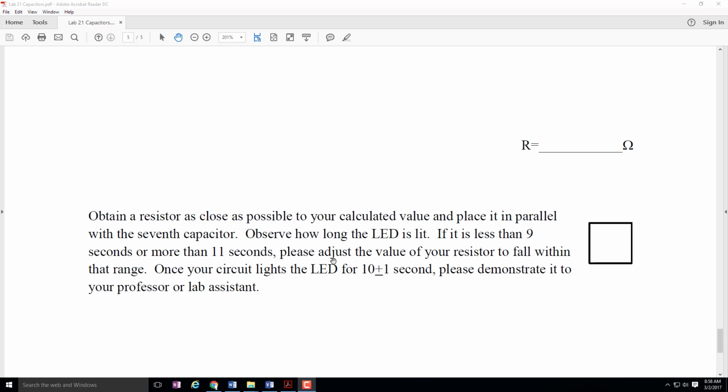Plug that value of resistance in and see if you get 10 seconds. You should get pretty close. I think that when I did it, I got about 10.7, 10.8 seconds. If you find that you're lower than 9 seconds or more than 11 seconds, adjust the value of the resistance. It probably just means that the capacitance is a little bit higher or lower than what we had expected. So that means that the resistor needs to be a little bit lower or higher than we had expected. As soon as you get to the place where your circuit lights for 10 plus or minus 1 seconds, then just demonstrate it to us and you'll be done with lab.